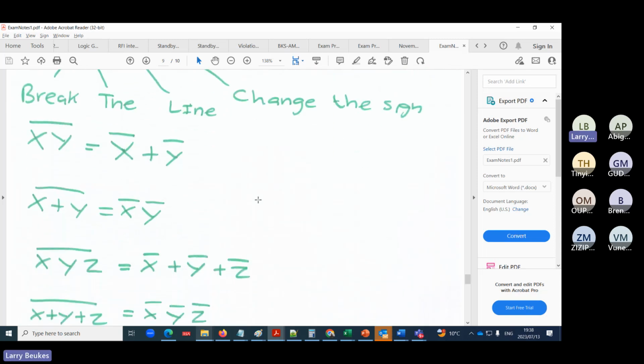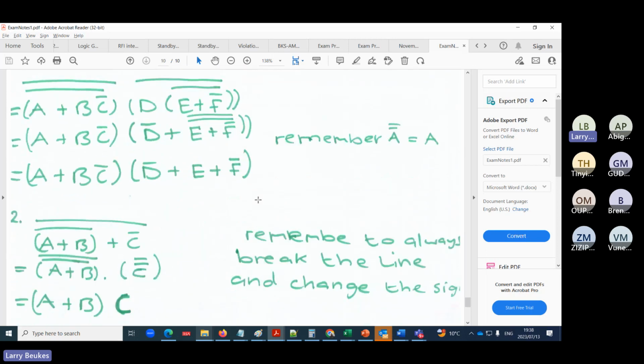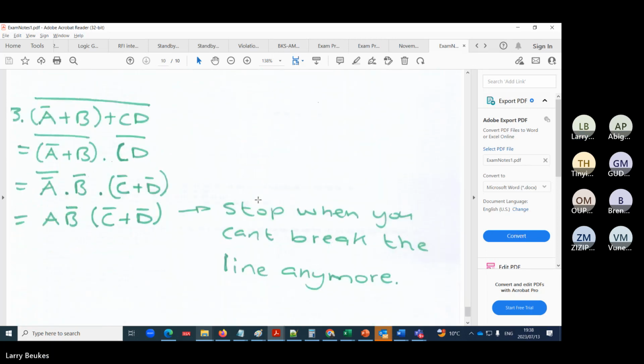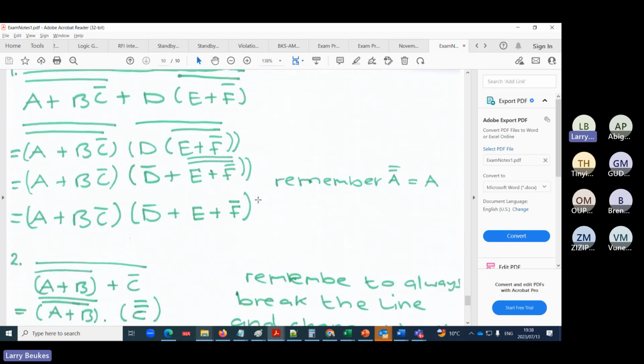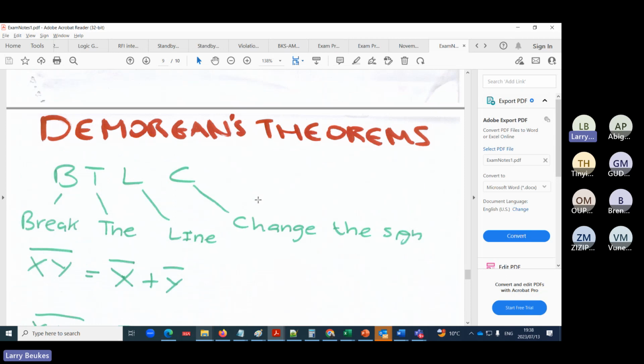Please read, guys. It's not difficult. It's really not difficult. You can easily Google this thing for what you're supposed to answer. But anyway, here, not (X and Y), it means that you need to break this line and change the sign.